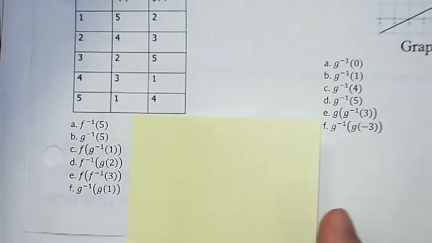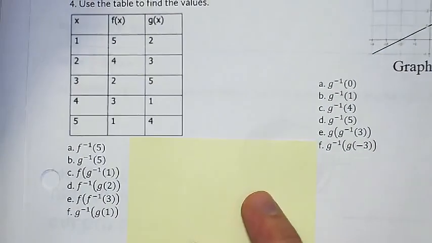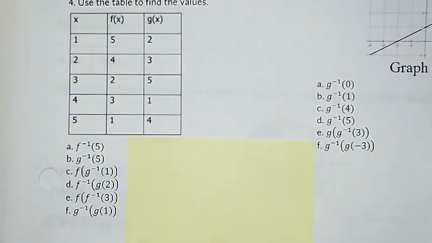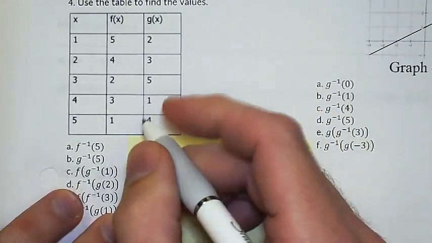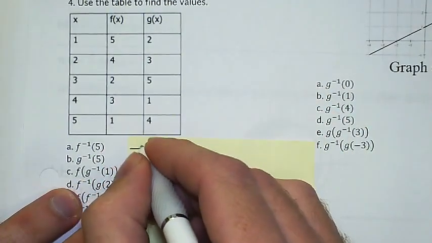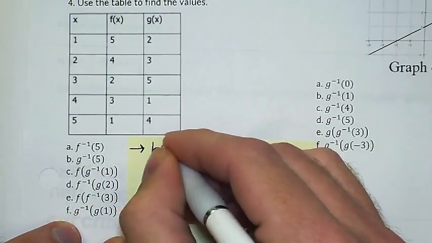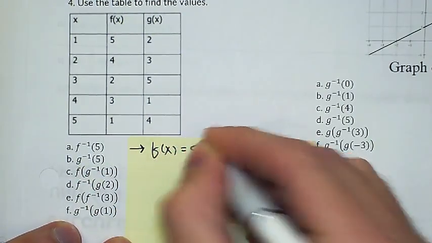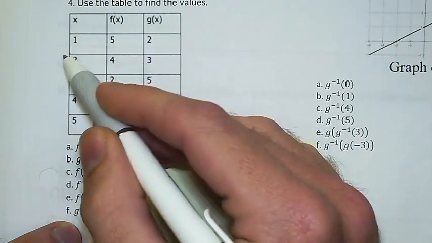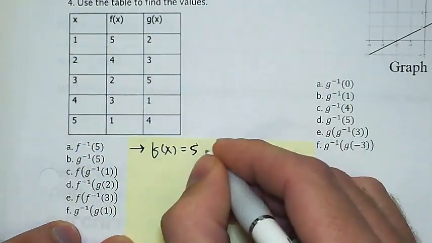We need to show our work on a different sheet of paper so we can space it out, and we can actually analyze it if we're making an error. But if we're trying to cram all of our work in, there's very little chance of us being able to analyze errors if we make them. So f inverse of 5, that's where f of x equals 5. Okay, look on the column for f of x, that equals 5 when x equals 1.